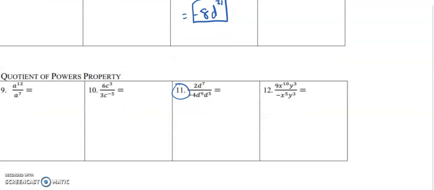Quotients, this is our division. Same thing, if you have coefficients, go ahead and divide those. So 2 over negative 4, that's negative 1 over 2, negative 1/2. I think what I want to do is multiply these together first. So let's see, negative 1 over 2. This is d to the 9 plus 5. That's really d to the 14th down there.